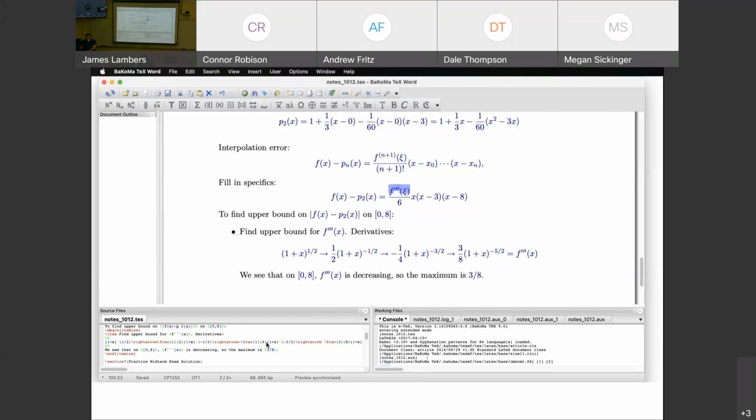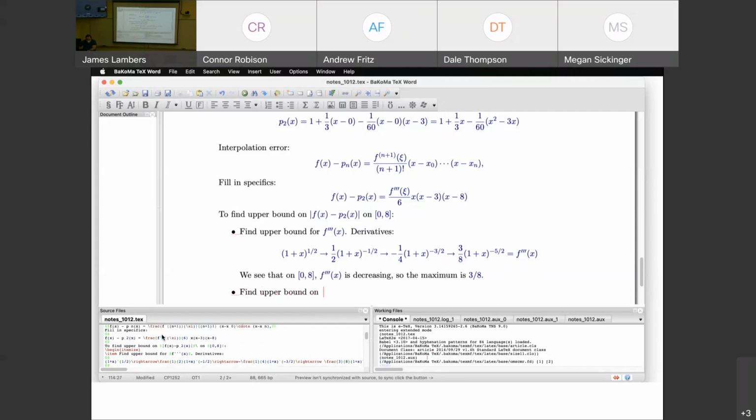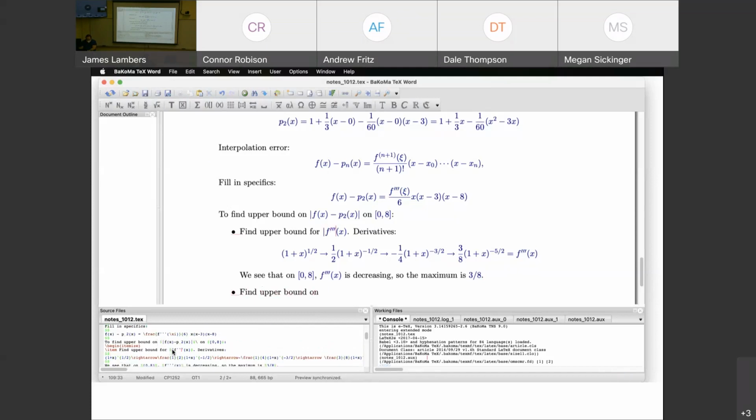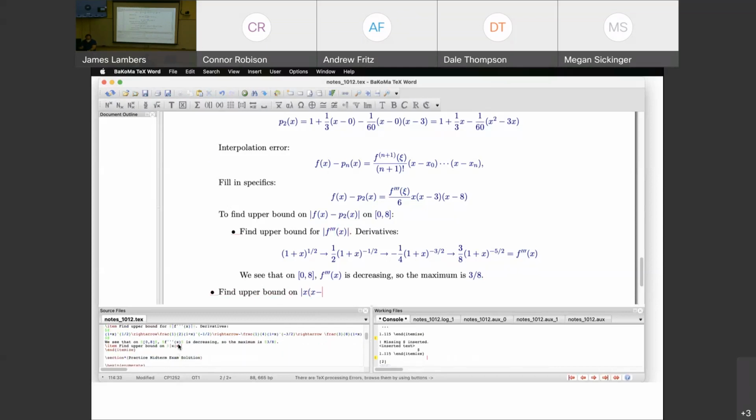All right. The upper part is finding the upper bound on, I should say for the previous part, that's the upper bound on the absolute value. Let's put that in there. All right, so now we want the upper bound on the absolute value of the upper part, x minus 3, x minus 8. Okay, so here too we can look at critical points. There's no need to look at endpoints in this case, because we know that the value will be 0 there.